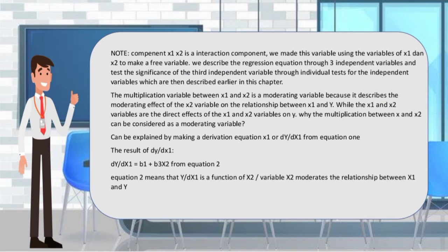This is the note or the key point of the lesson. Component x1 and x2 is an interaction component. We made this variable using the variables of x1 and x2 to make a third variable. We describe the regression equation with three independent variables and test the significance of the third independent variable with individual tests, as with the independent variables described earlier in this chapter.